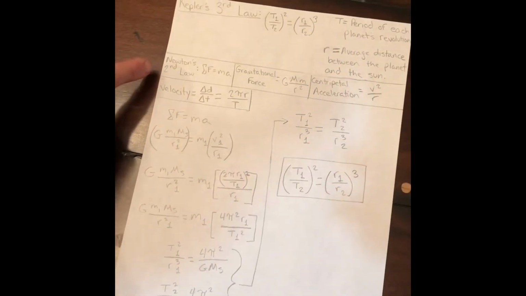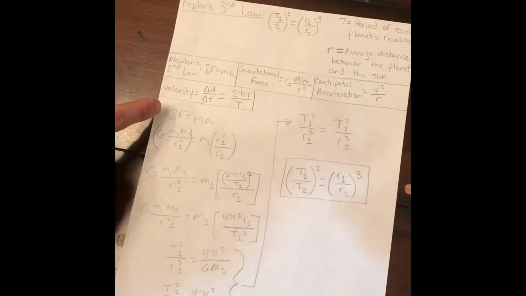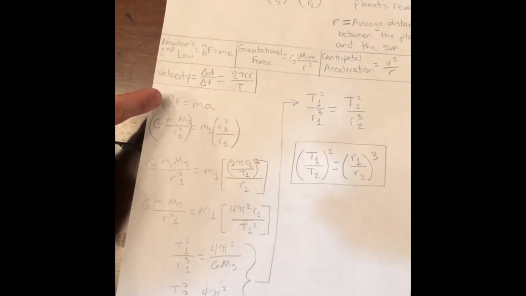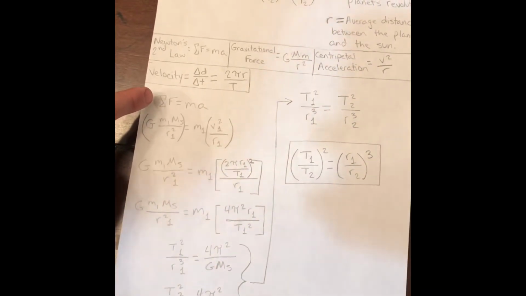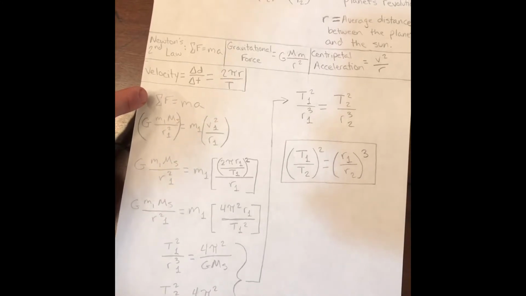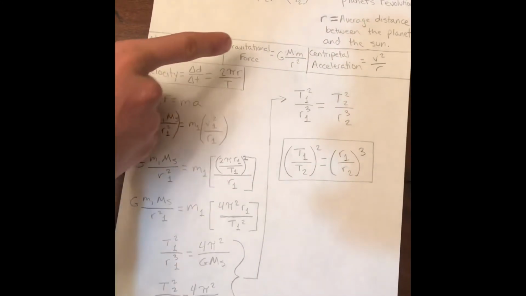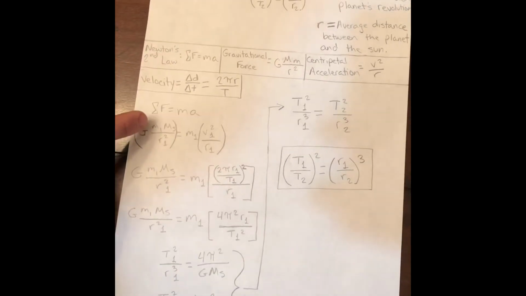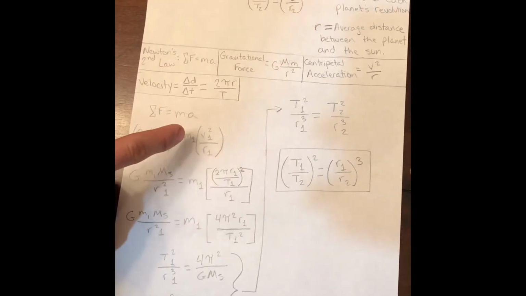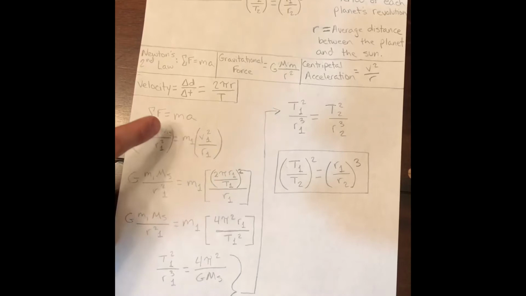We can find this equation by first starting with Newton's second law of motion, F equals ma. Since we're dealing with a planet revolving around a sun, we can substitute the gravitational force formula in for F and the centripetal acceleration formula in for a.